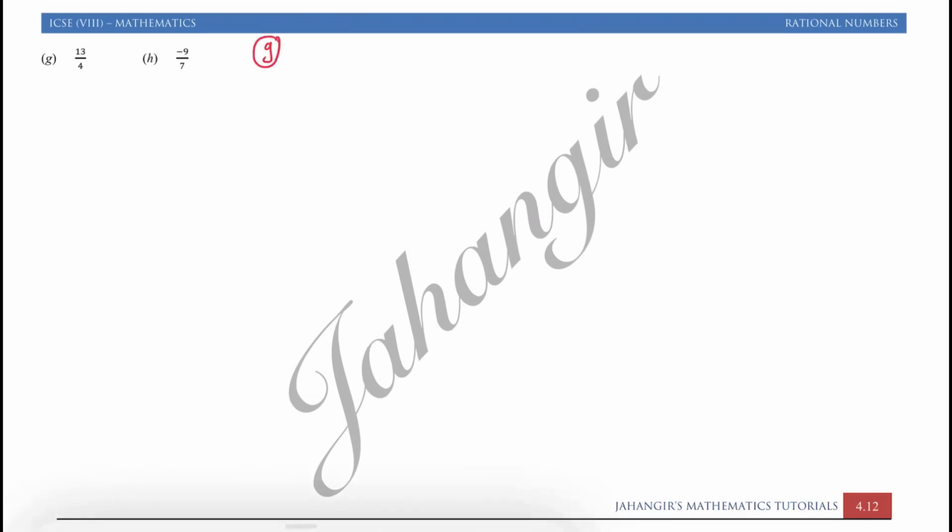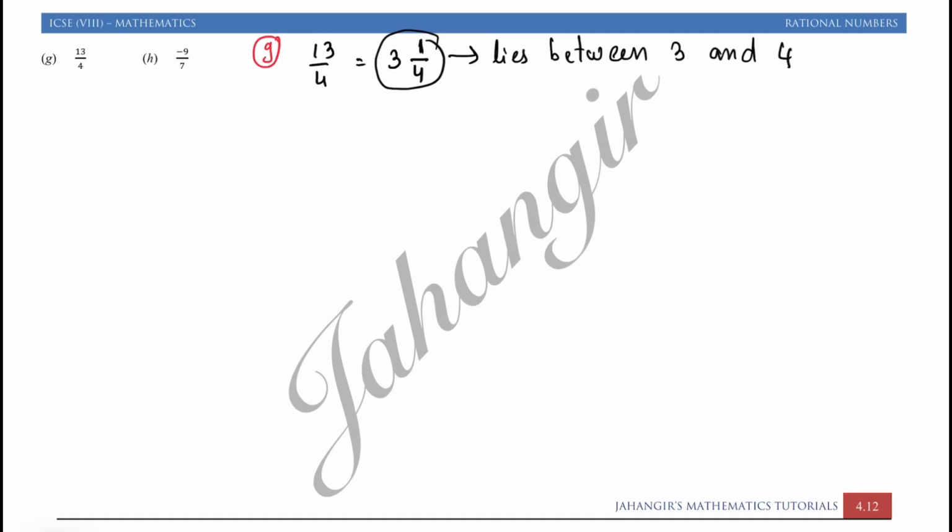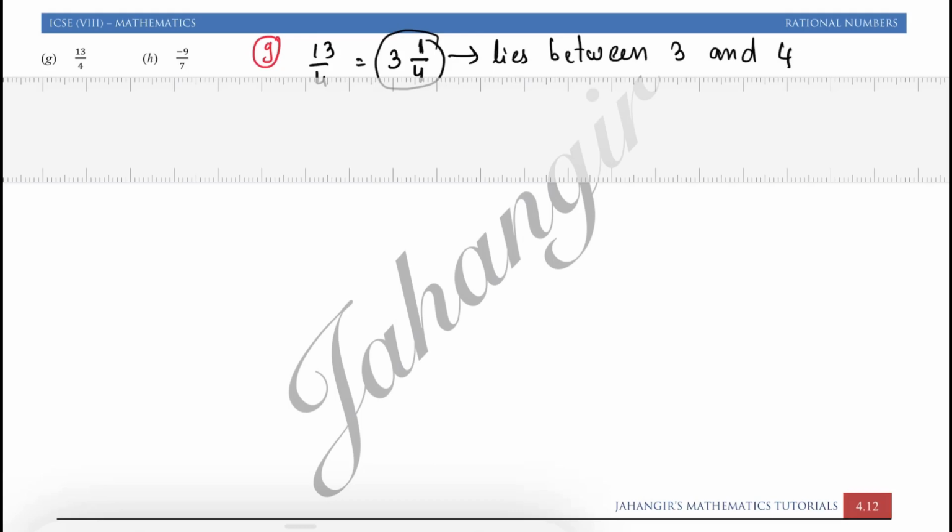G is 13 by 4. If I write this as a mixed fraction, 4 3s are 12, so 3 and 1 by 4. This is simple. It lies between 3 and 4. So let us make the number line.